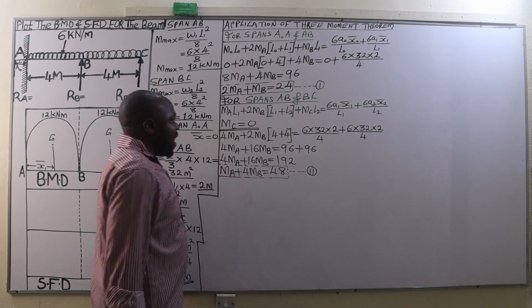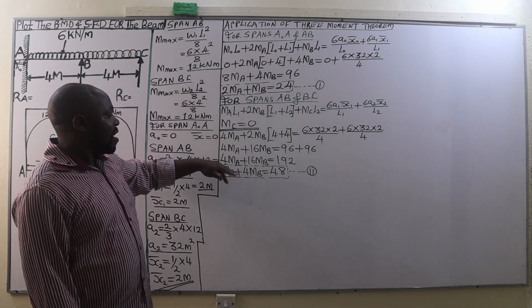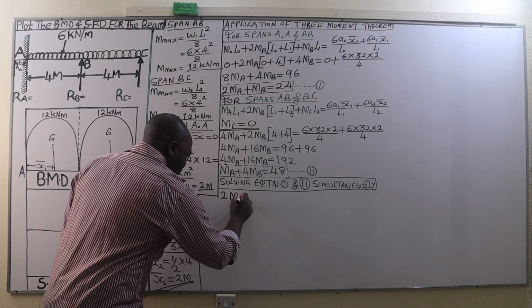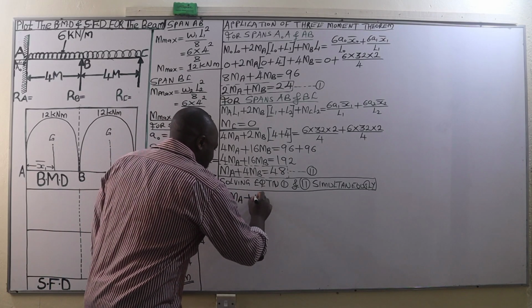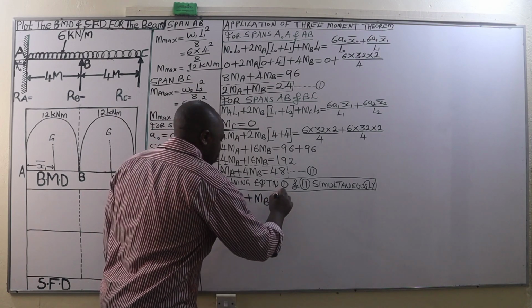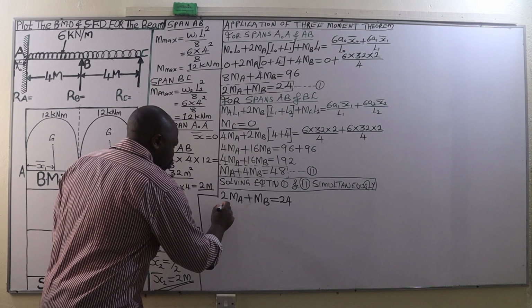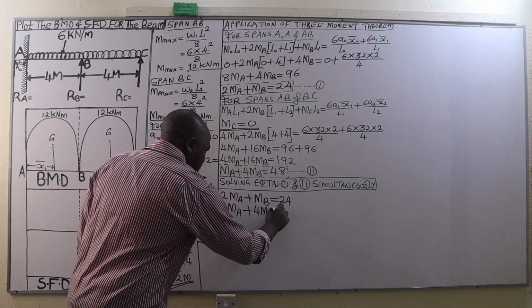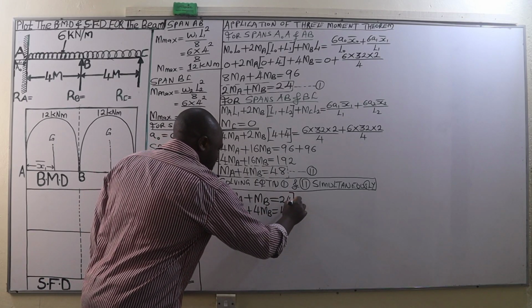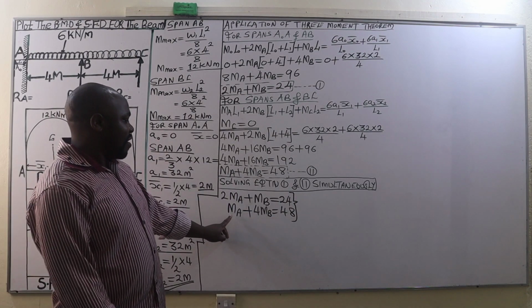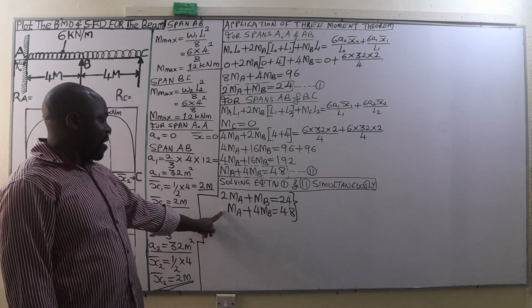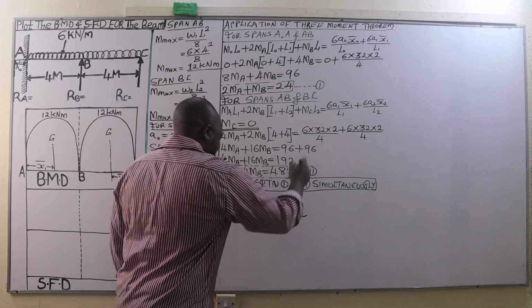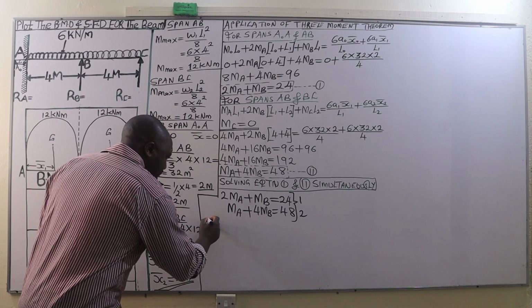Then from there, we are going to solve equation 1 and equation 2 simultaneously. Equation 1 is 2MA plus MB, which is equal to 24. Equation 2 is MA plus 4MB is equal to 48. So this is what we are going to do. We are going to multiply the first equation by 1 and the second equation by 2. And when we do that, we are going to have the following.